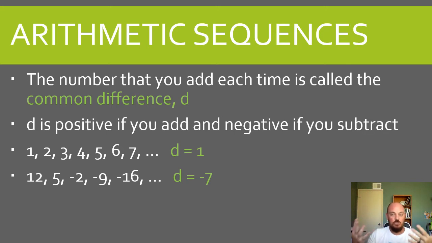Because, and again, there's two ways to think about it. You could either say I'm starting with a 12 and I'm subtracting 7 each time, or you could say I'm starting with a 12 and I'm adding -7 each time, because that's the exact same thing. So D is the number that you're adding to get from term to term for an arithmetic sequence. It's positive if you're adding, and it's negative if you're subtracting.